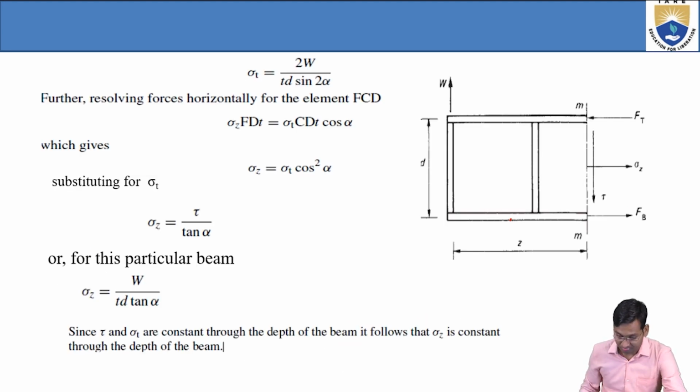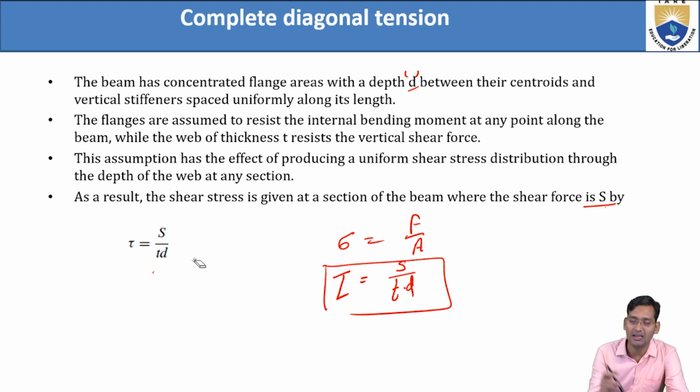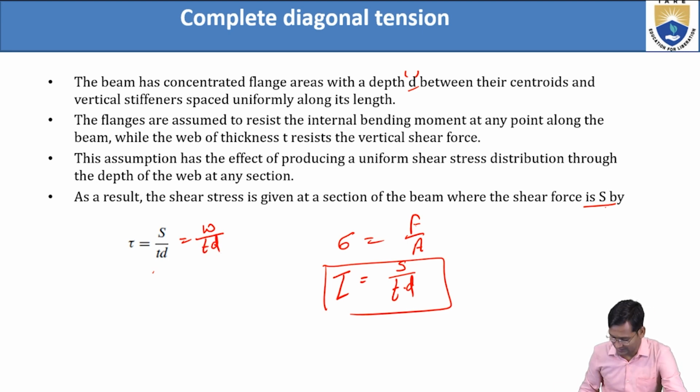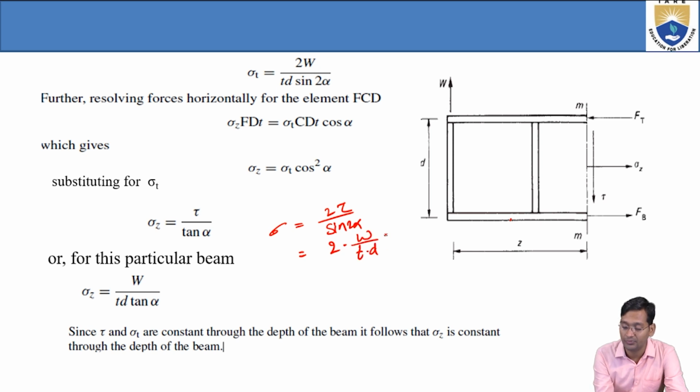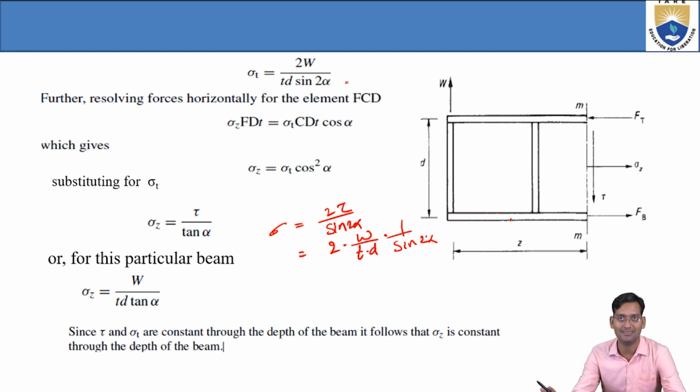Now, from the first equation, tau equals S by TD. S is the load, so you can say W, then tau equals W by TD. Just substitute this tau value here. Our equation was sigma T equals 2 tau by sine 2 alpha. Now substituting for 2 tau as W by TD, by sine 2 alpha, that is here: 2W by TD into sine 2 alpha. That is sigma T. So now we have the sigma T value.